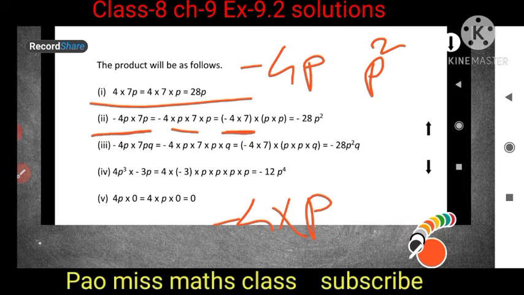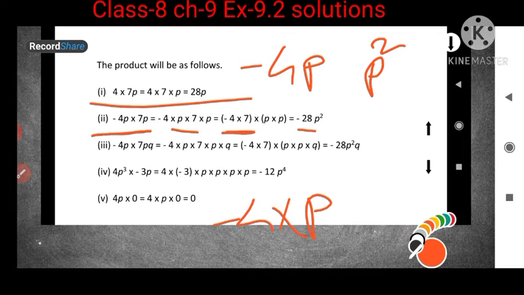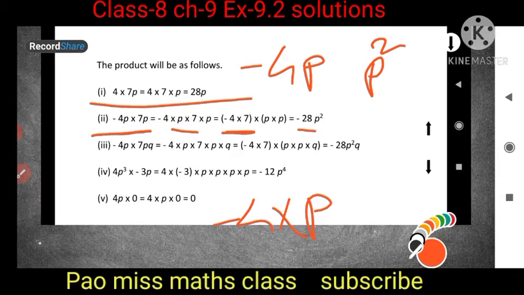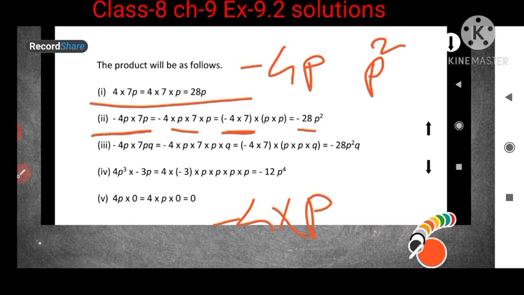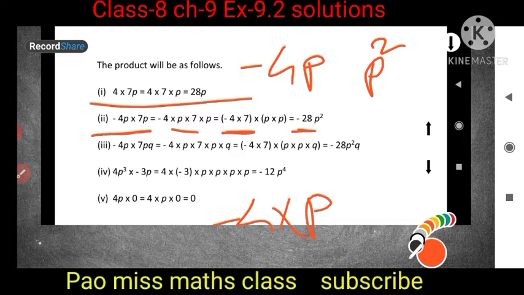Now 4 sevens is 28, but minus is there. If you multiply minus and plus, it will become minus. So the answer will be minus 28p square. Minus 28p square is our answer, so do not forget to give this minus sign. Now come to question number 3.